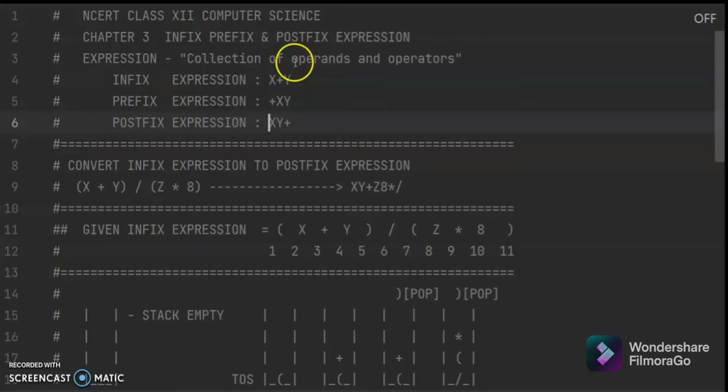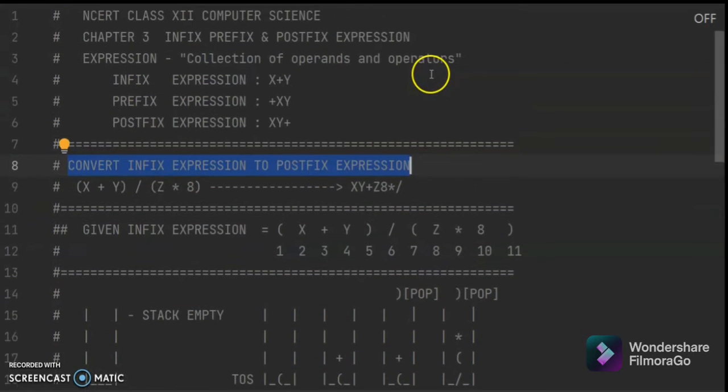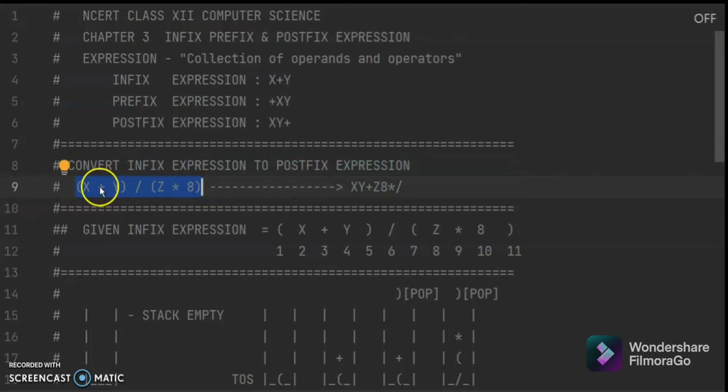Expression is a collection of operands and operator. A simple example is x plus y. x and y are operands, plus is an operator. This is a simple arithmetic expression. So next we will see how to convert infix expression to postfix expression. So here the infix expression I have taken is x plus y within parenthesis, divided by z, multiplied by 8. So this also is enclosed in parenthesis. This we need to convert to the postfix expression.